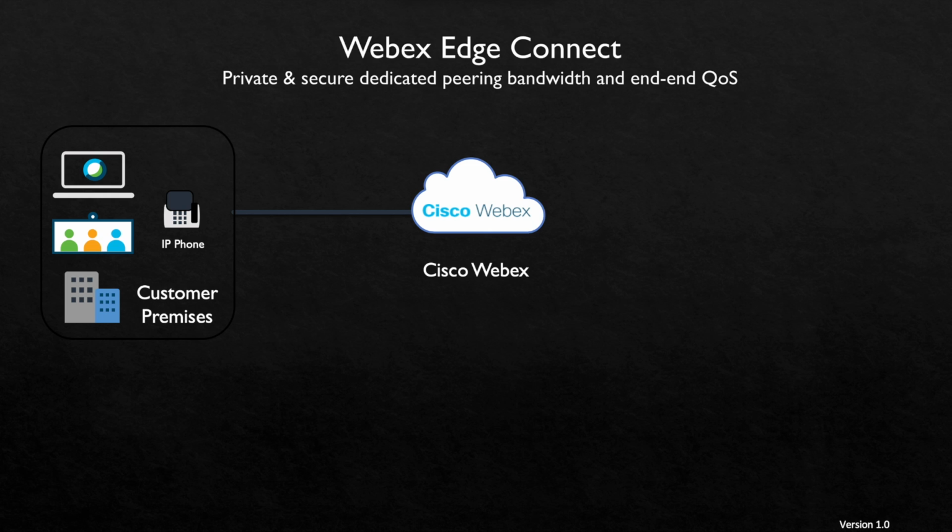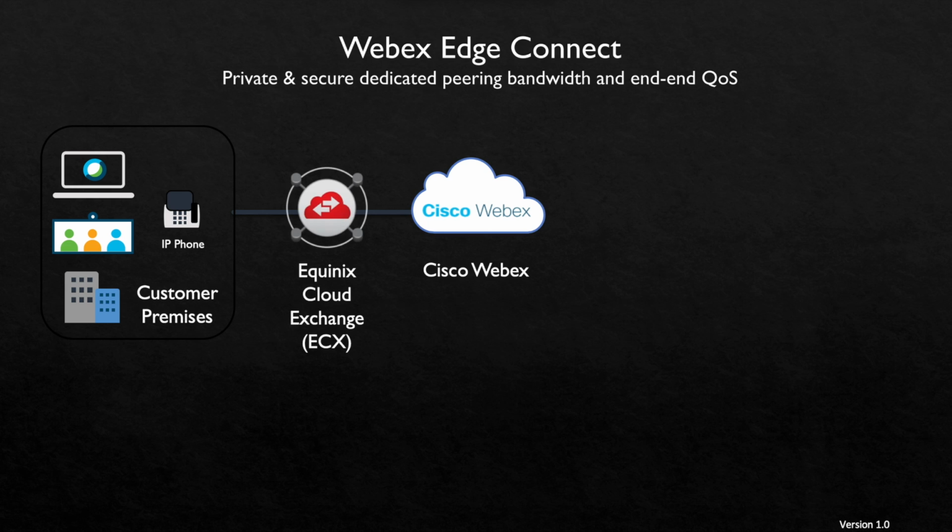And this can create issues because there's no QoS across the public internet, so all communication is best effort. There's also no guarantee of bandwidth, therefore businesses could be experiencing poor media quality during these meetings just because of the nature of going across the public internet space.